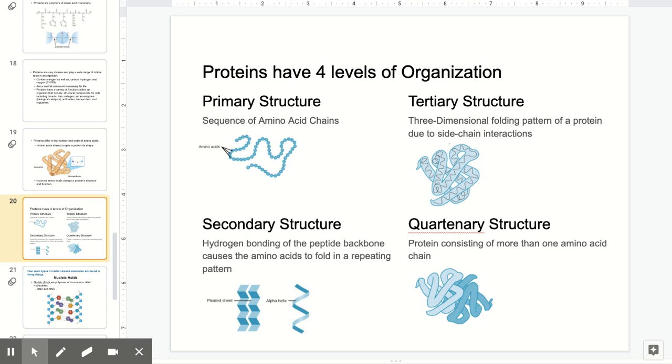And then lastly, we have quaternary structure. Quaternary structure being when you have multiple amino acid chains coming together to make one single protein, which is pretty neat. So again, primary, secondary, tertiary, and quaternary structures are the 4 levels of organization in proteins.